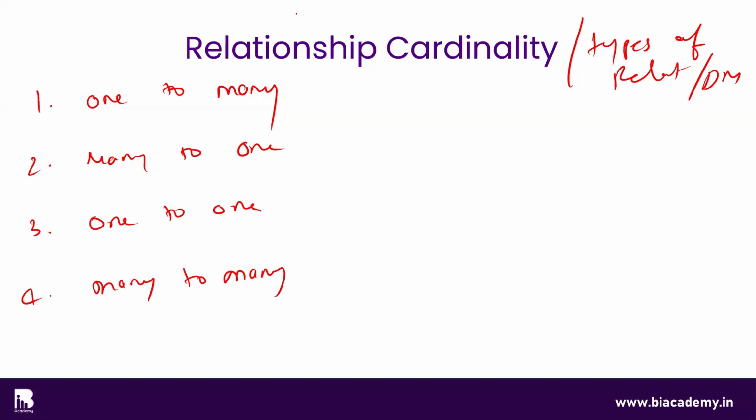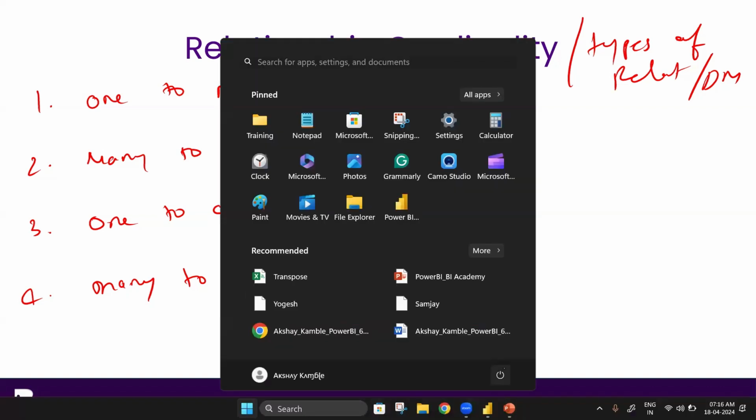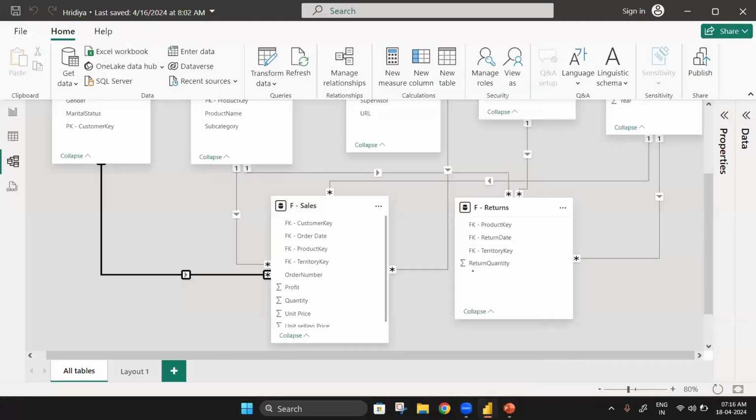Let's understand the symbols. One to many is represented as one colon many. Many to one will be represented as many, that is star colon one. One to one will be represented as one colon one, and many to many will be represented as star colon star. These are the symbols. So what does this mean? Let's come back to Power BI and understand.